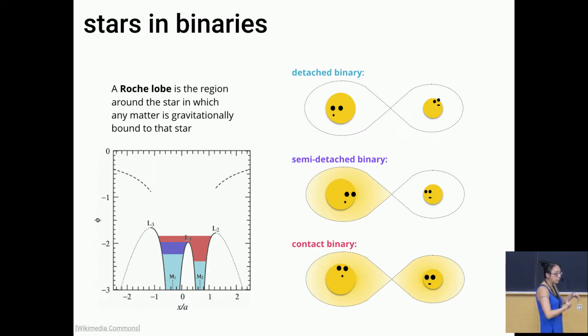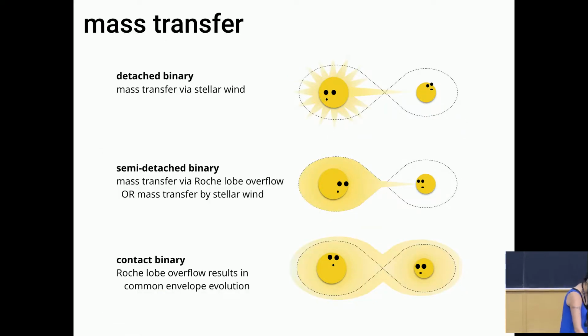So you could have completely detached binaries where neither of them has filled its Roche lobe and they're just far apart. You could have a semi-detached binary where one has filled its Roche lobe, or you can have a contact binary, where both have filled Roche lobes. This matters because with all of these, you could have mass transfer. If stars are far apart and have not filled their Roche lobes, you still have these things called stellar winds.